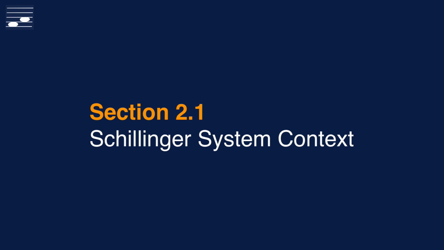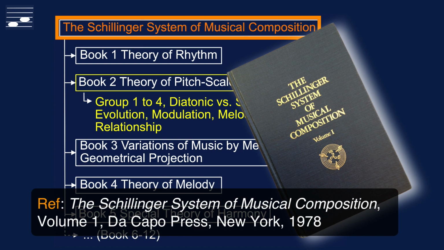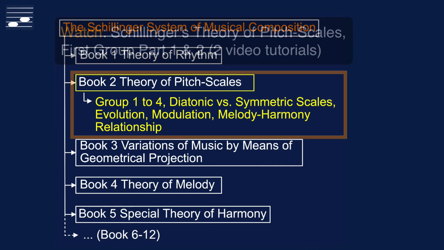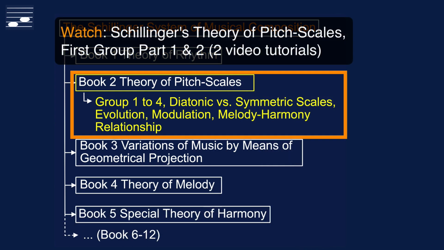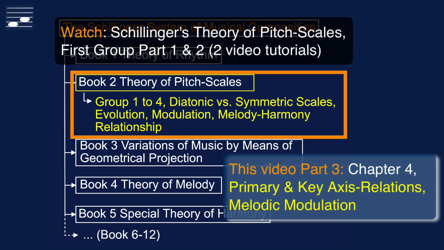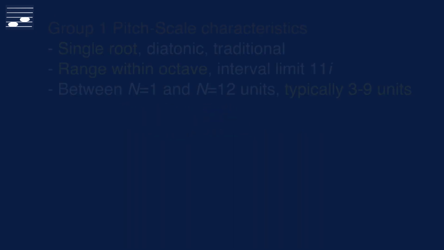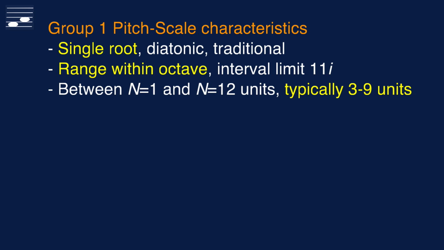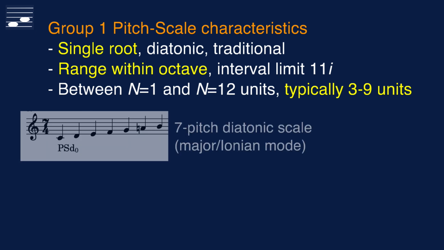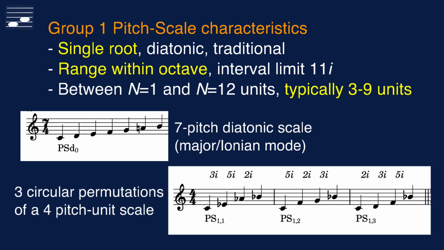The 2 Schillinger volumes on musical composition consist of a number of books, and you're now watching the theory of pitch scales covered in book 2. This tutorial covers chapter 4 from that book. We're still in the domain of the group 1 pitch scales, characterized by the single root and a compass of less than 1 octave. These scales typically have between 3 and 9 pitch units, and the first example shows the traditional 7-pitch diatonic scale on root C. The example at the bottom shows 3 permutations of a 4-pitch unit scale.